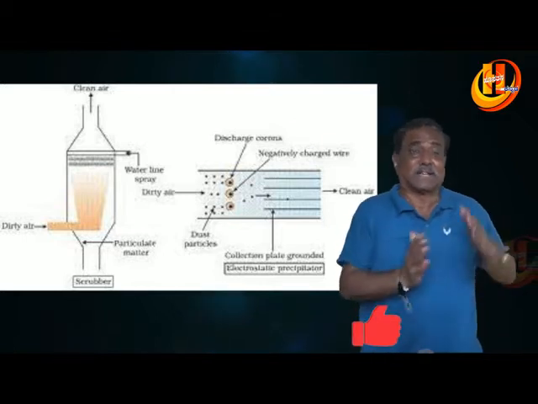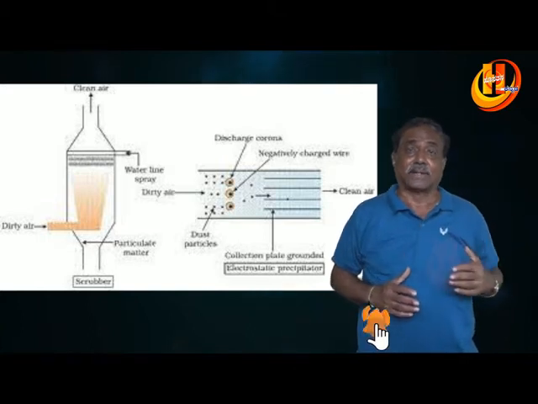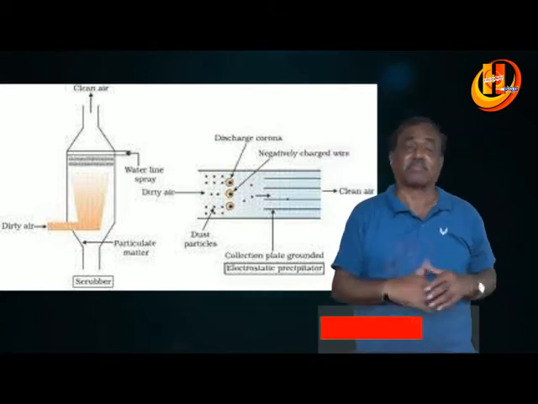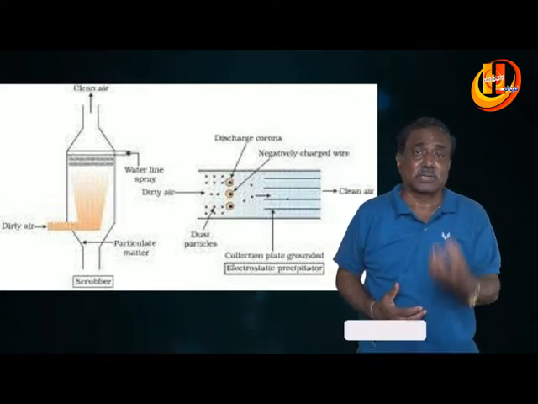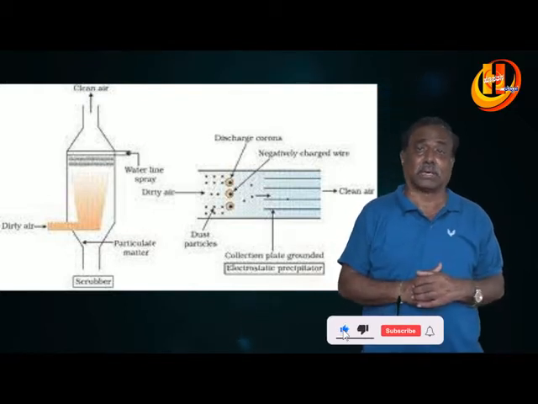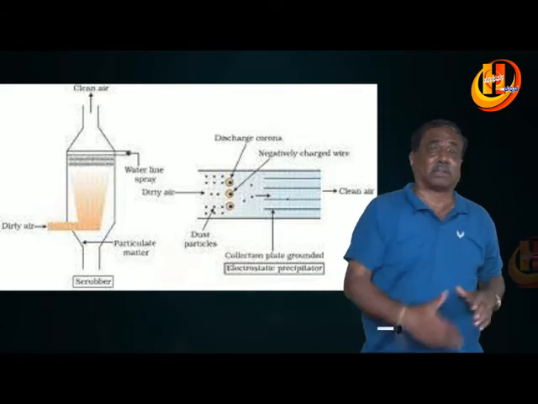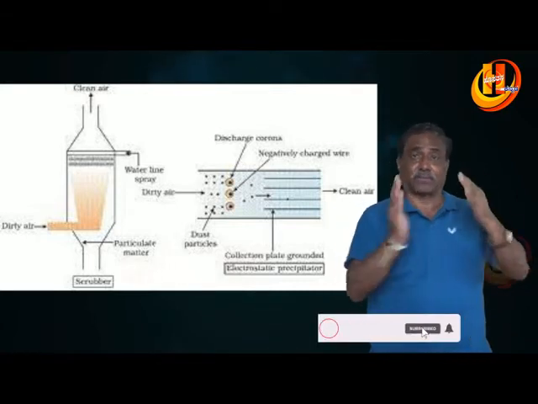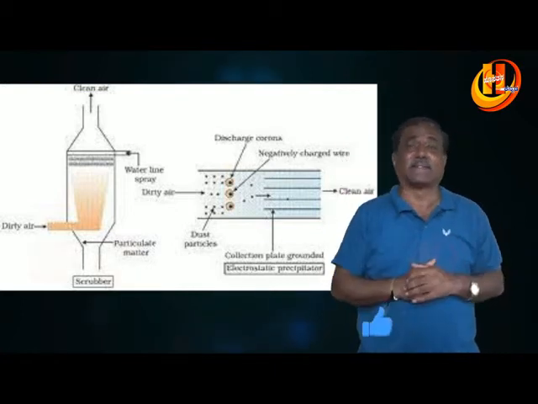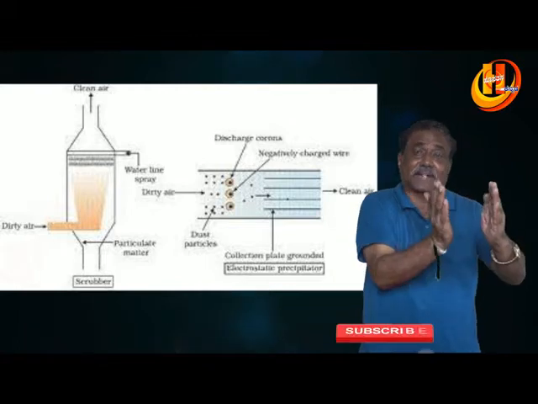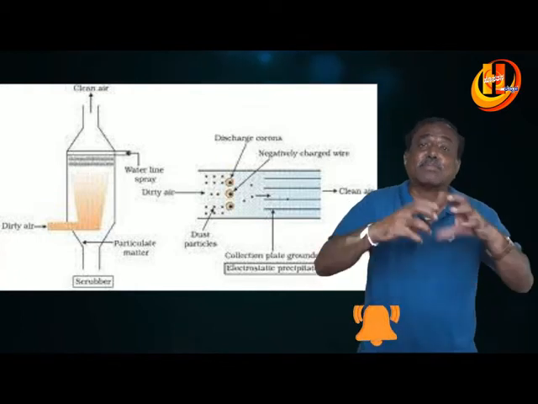The air passes through, so from one side the dusty air enters, and from another side the pure air comes out. And this also consists of a scrubber. The scrubber removes the sulfur dioxide, which is a harmful air pollutant. So this is about the first one, that is the particulate matter and the measures to control it. Next is motor exhaust.